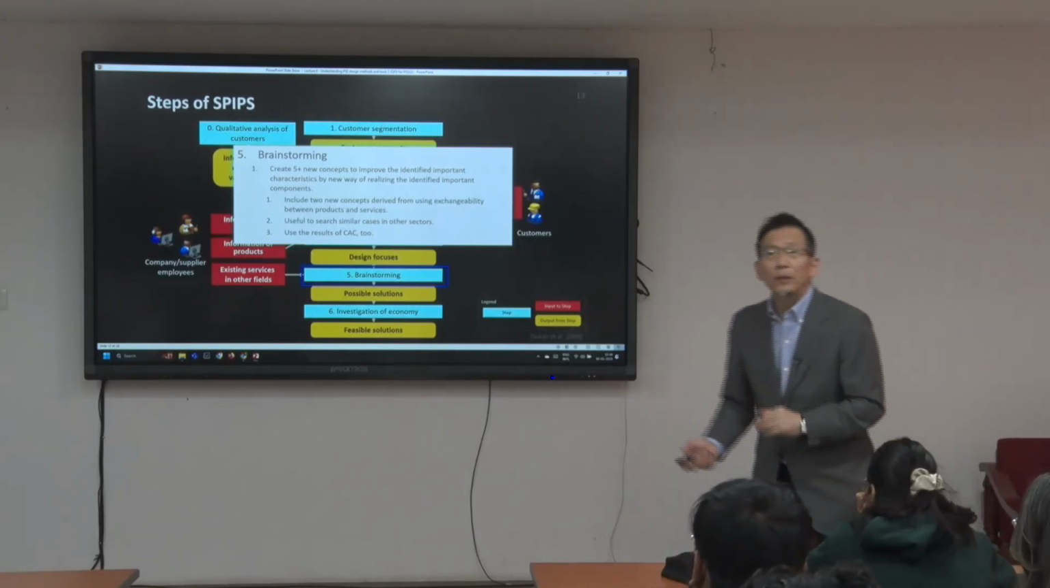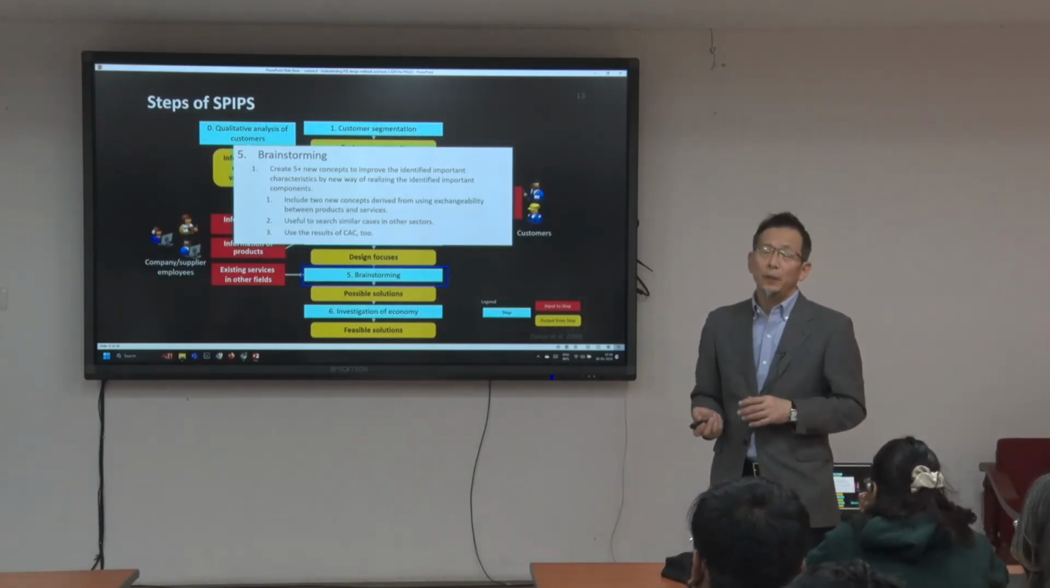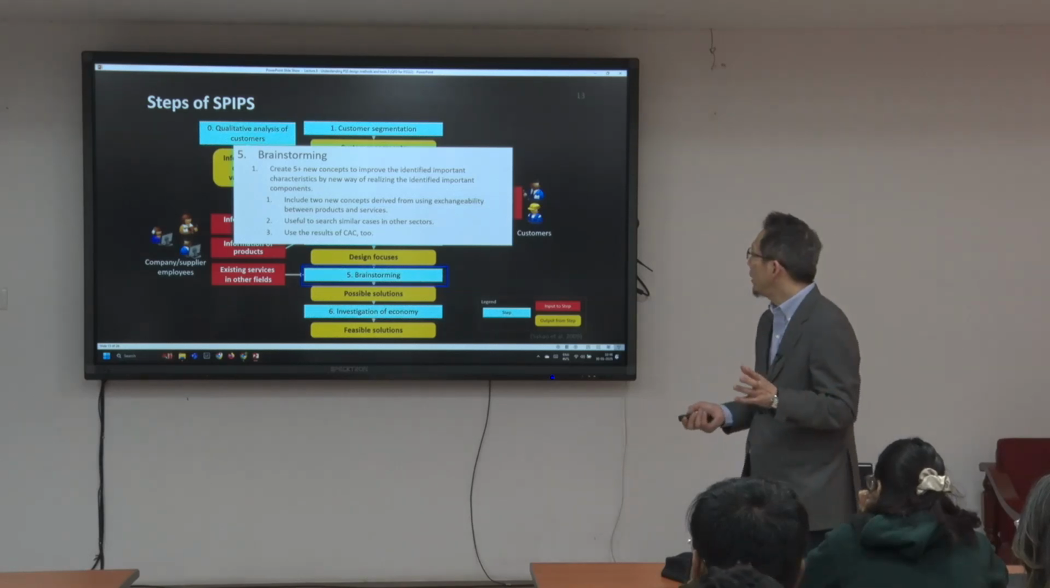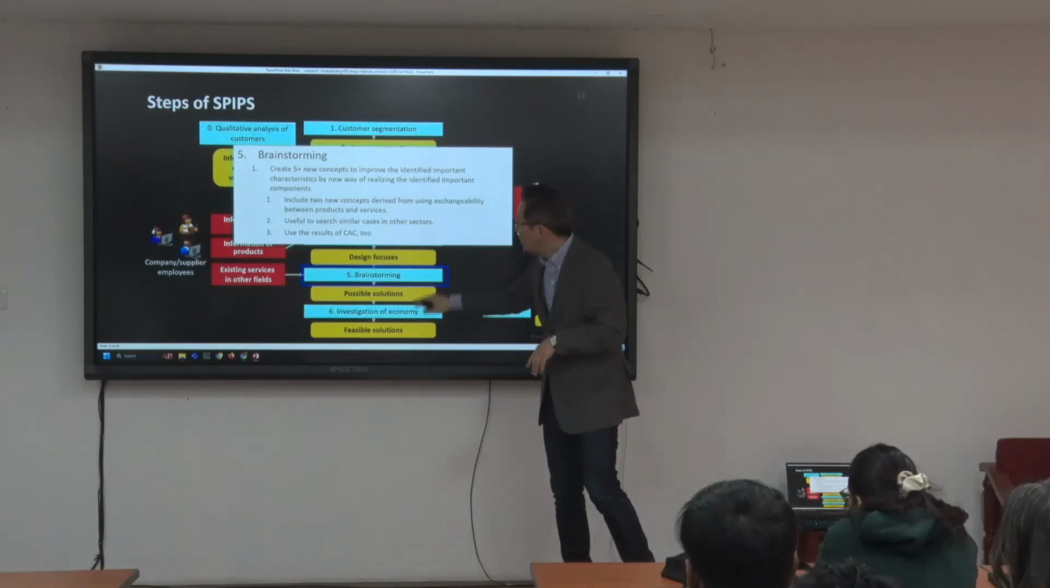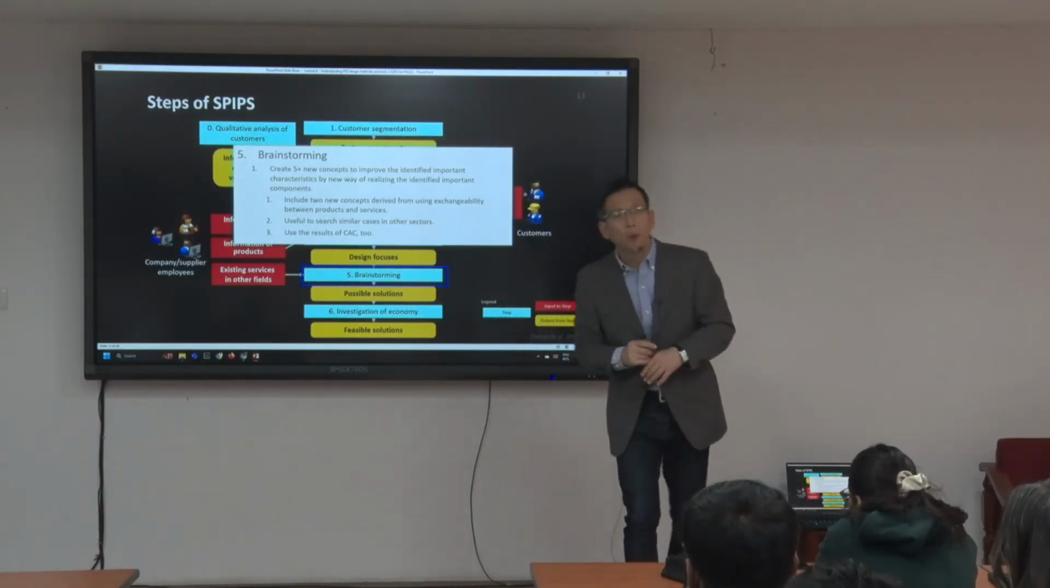And the outcome of such a QFD exercise is design focus, or FODC. And you should use such focuses, or FODC, for the brainstorming related to improvement. It's a designer's creative activity. Then the outcome is possible solutions.